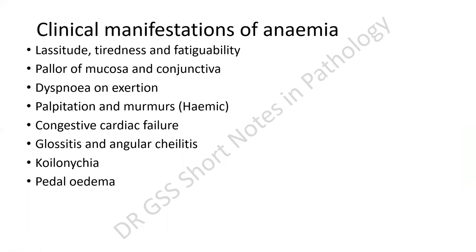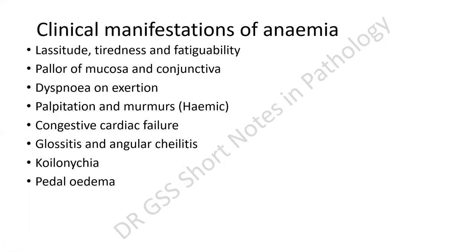What are the clinical manifestations of an anemia? There can usually be general manifestations such as lassitude, tiredness, fatigability, because the function of the RBC is to carry oxygen, and when there is deprivation of oxygen, all these features can be there. Pallor of the mucosa and conjunctiva for the same reason. Dyspnea on exertion. Obviously, when a patient is climbing a flight of stairs, there can be dyspnea. Palpitations and murmurs. As I told you earlier also, there can be what is called hyperdynamic circulation.